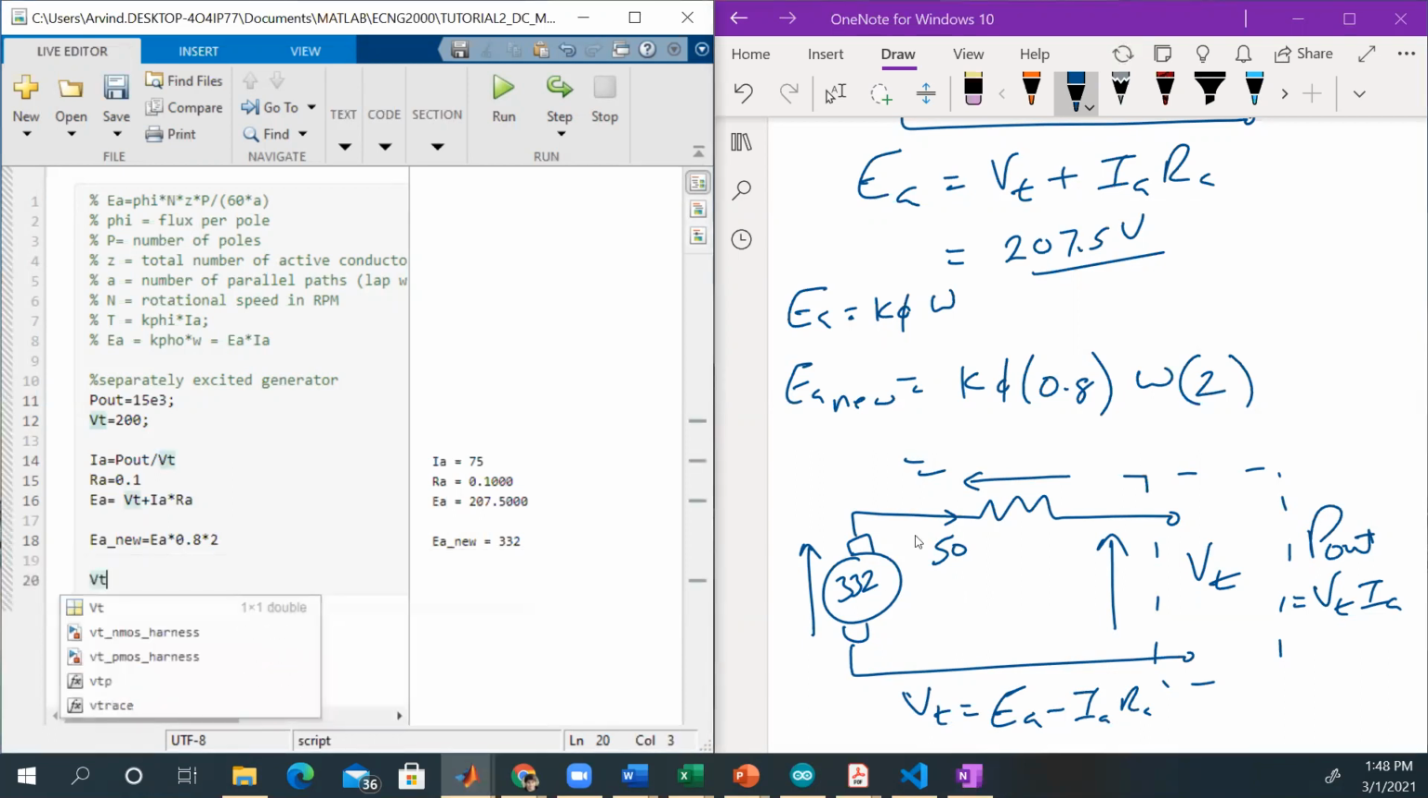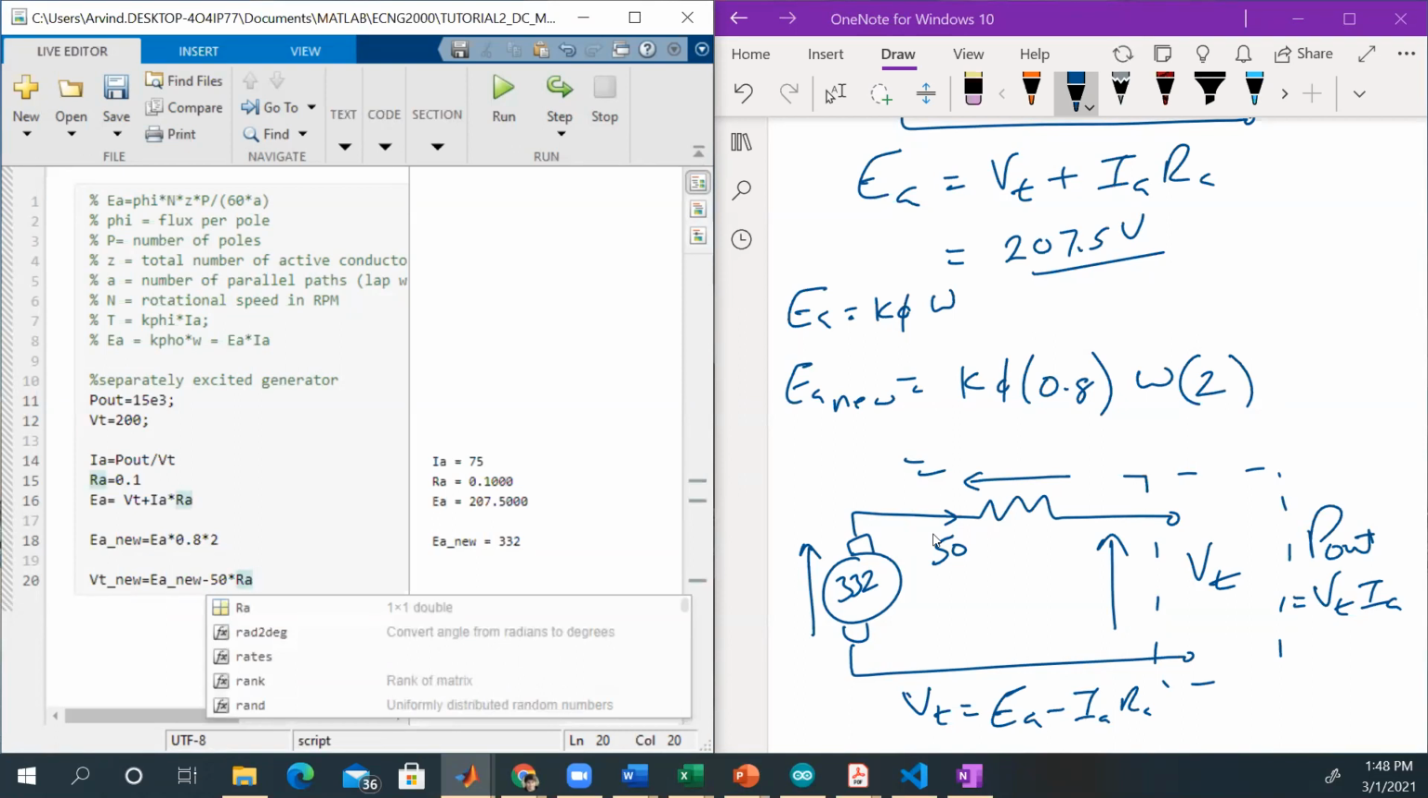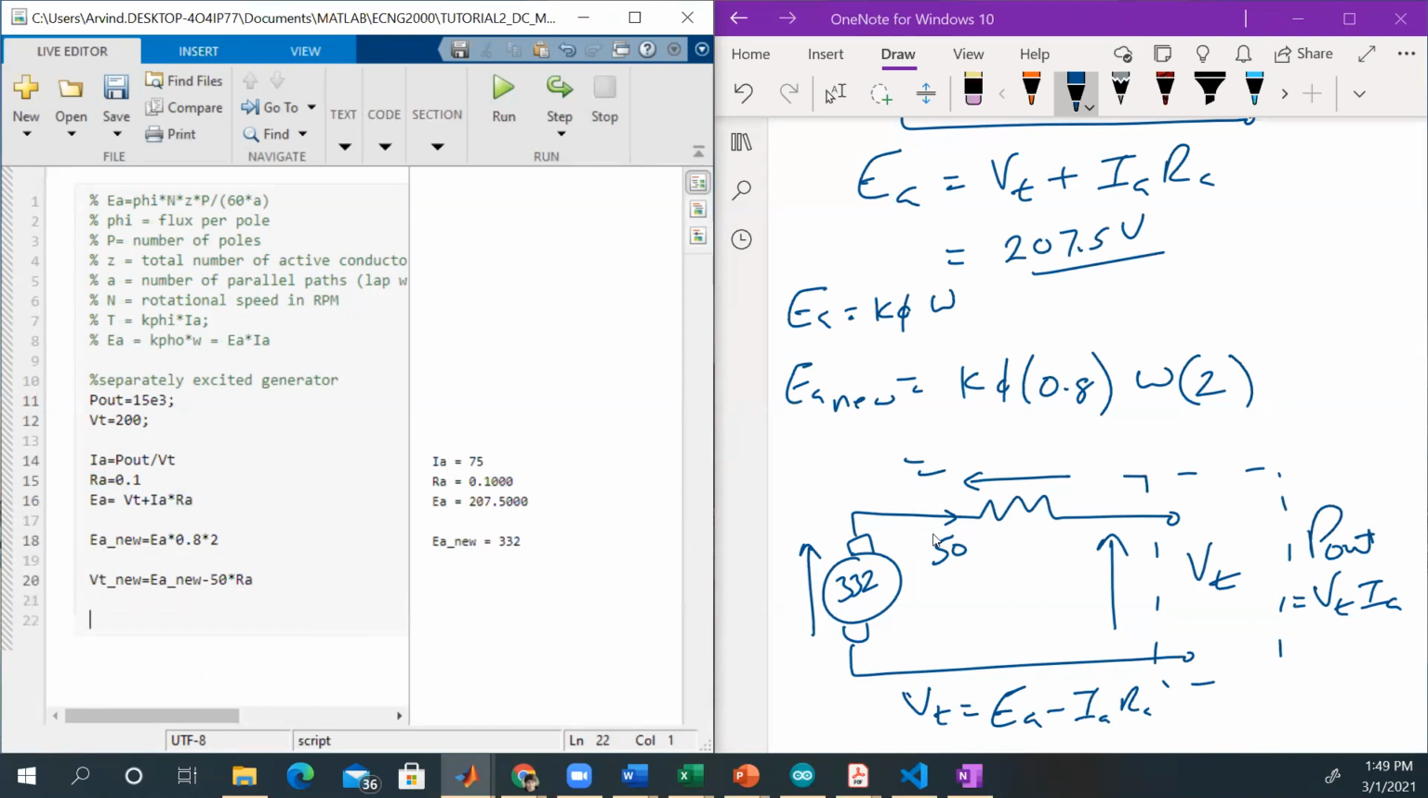Right, so VT new is equal to EA new minus 50 by RA. And then we have VT, we want to get P out new, and that is equal to VT new multiplied by 50, which is the new, let me put it up here so it will be clearer. IA new is equal to 50.